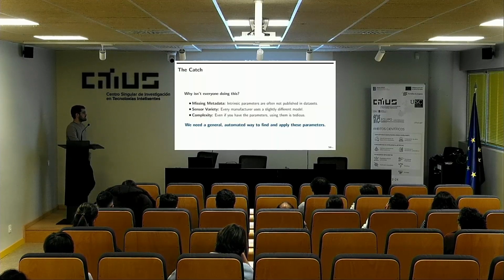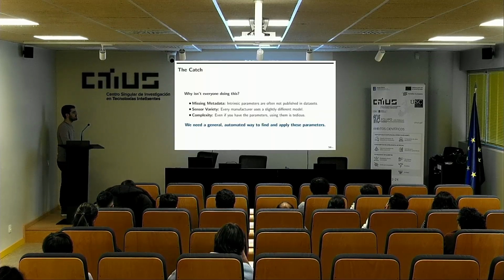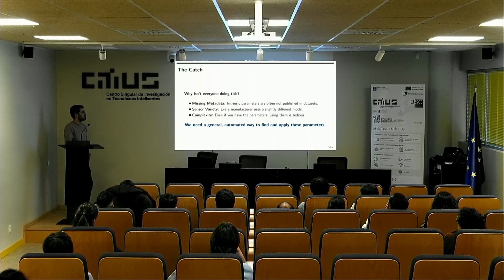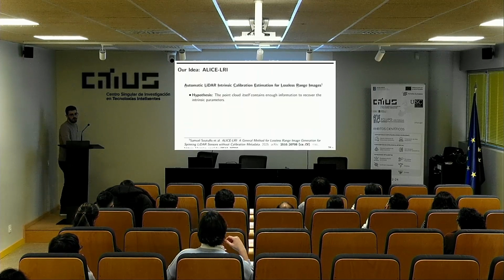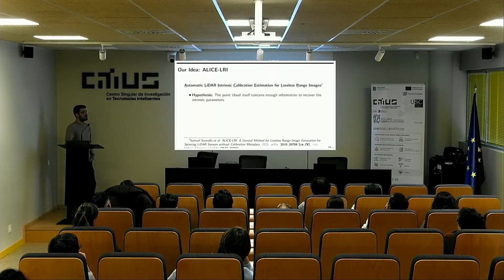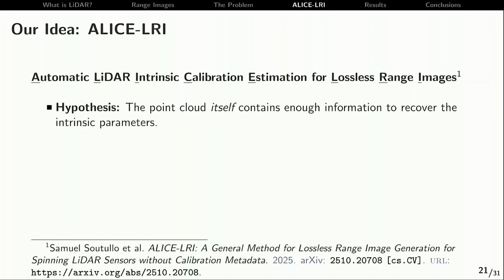So our take here is that we need a general automated way to find and apply these parameters. If we simplify this process and make it general, maybe people will start to use this and to make proper range images and projection. So this is what we propose, basically. This is the main work of my thesis at the moment, and it's named Alice LRI. Basically, as the name comes from these initial letters, automatic LiDAR intrinsic elevation estimation for lossless range images.